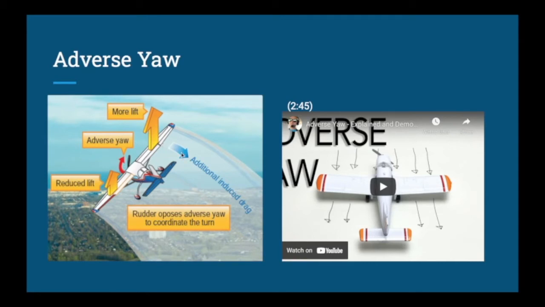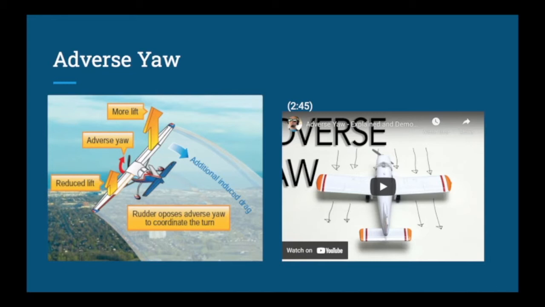Now, the yaw is always opposite to the direction of roll. So if we were to roll to the right, then the nose would yaw to the left, assuming we're not using any rudder to correct for that. So the adverse yaw is caused by additional induced drag on the upgoing wing during a roll.